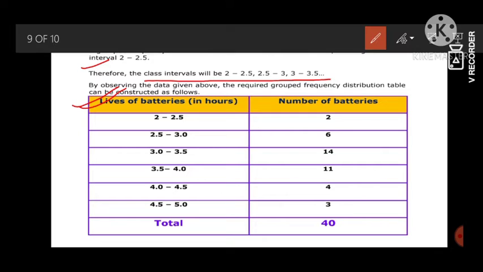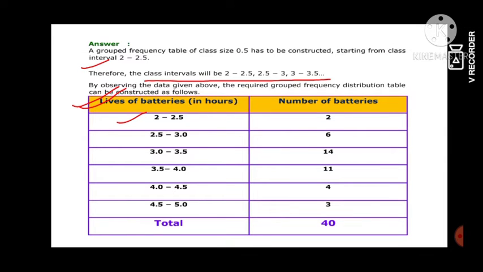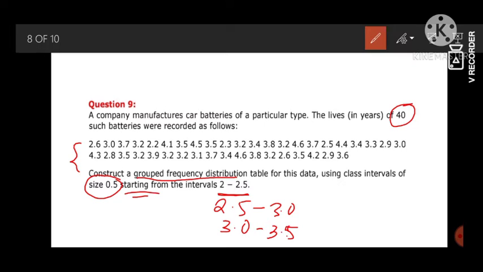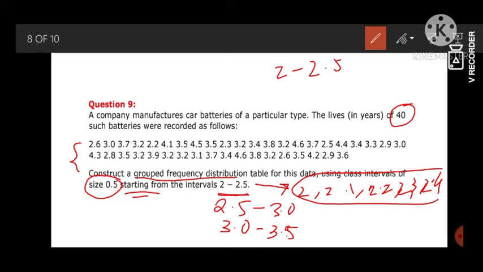Now you can see that here also I did not make the tally. If you want, you can make the tally for it. The number of batteries will be our frequency, and the life of batteries is in the first column. The first interval is 2 to 2.5. Let us see how many numbers we get between 2 and 2.5. This means we will consider the numbers 2, 2.1, 2.2, 2.3 and 2.4. Only these 5 numbers we will consider.